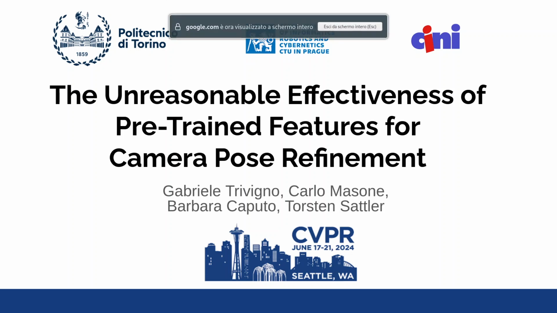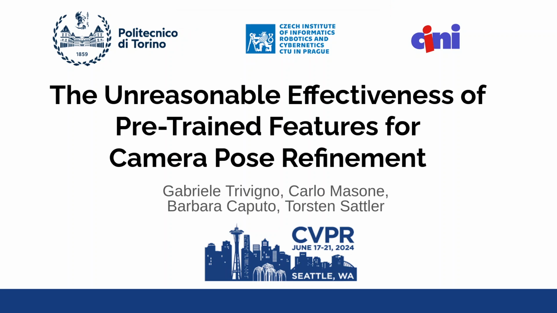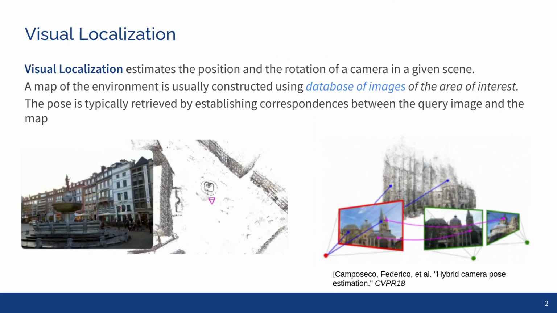Hello, I am Gabriele Trivigno and I'm going to present our paper, The Unreasonable Effectiveness of Pre-trained Features for Camera Pose Refinement. Our paper focuses on the problem of visual localization, which aims to estimate position and rotation of a camera in a given scene, where a map of the environment is available, being constructed using a database of images of the area of interest.